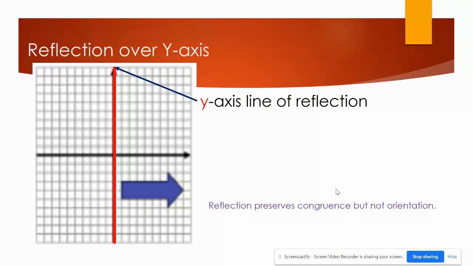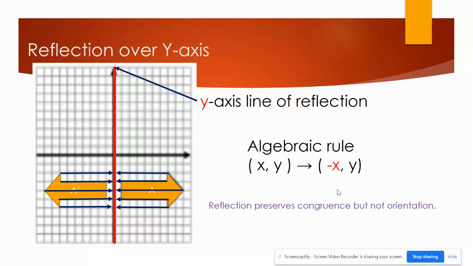Now let's take a look at a reflection over the y-axis. The y-axis serves as my line of reflection. I have my figure, and I'm going to reflect it over the y-axis. So now that would be my new figure. And once again, what I need to keep in mind is the equal distance of each point. So the rule for reflecting over the y-axis is the y value stays the same and the x value becomes its opposite.